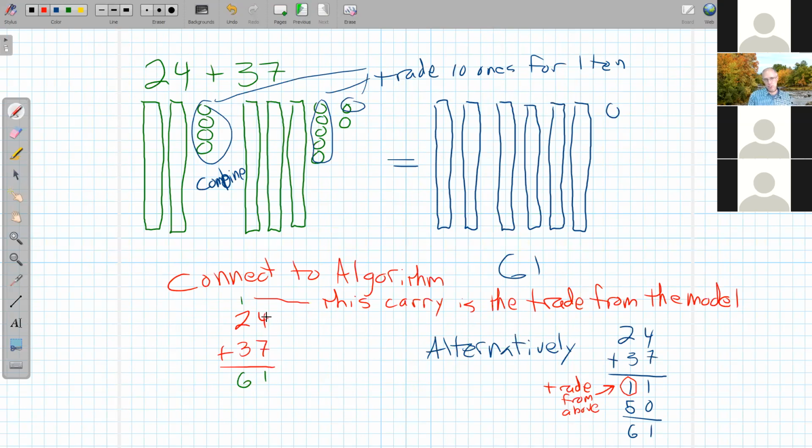So this is nice. It uses a little less space. The standard algorithm uses a little less space than the expanded algorithm. Remember, this is what's called the expanded algorithm for addition.